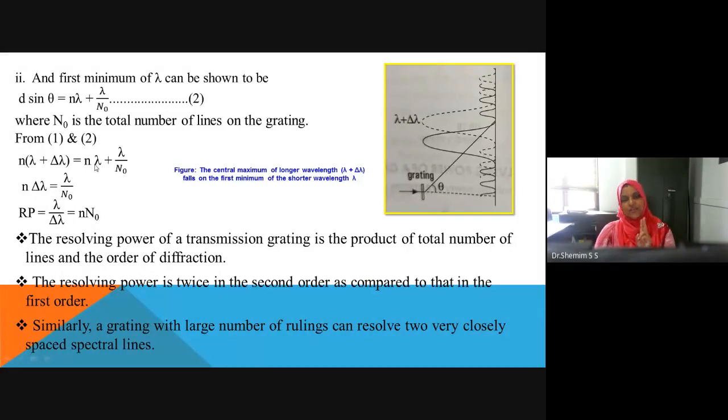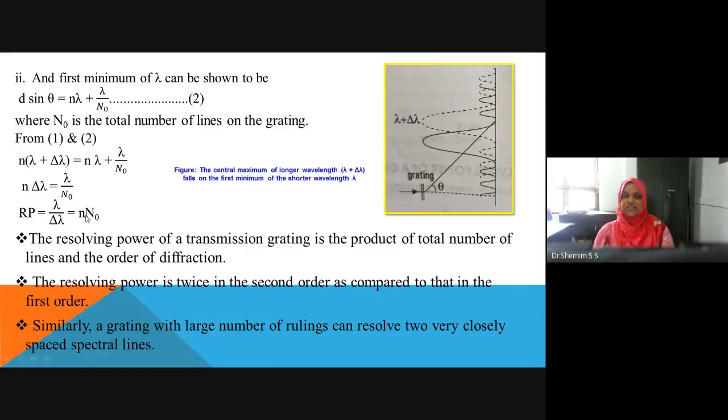On both sides you have the same term n lambda, and both n lambda will cancel each other. N lambda cancels on the left hand side, lambda cancels on the right hand side. Then n into delta lambda equals lambda by n0, or the resolving power, we know that it is equal to lambda by n0. Here you can take delta lambda to the right hand side, that is lambda by delta lambda equal to n into n0, that is equal to resolving power.